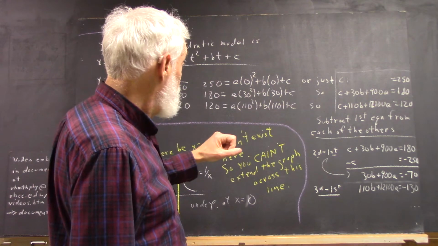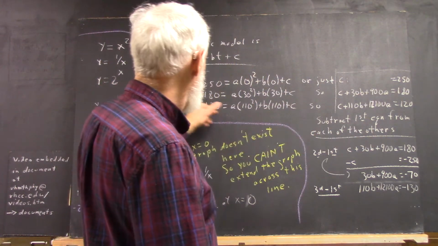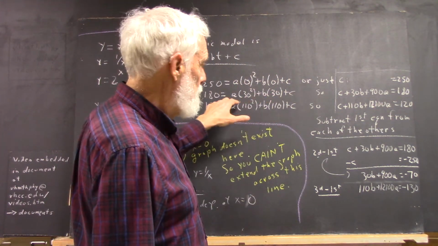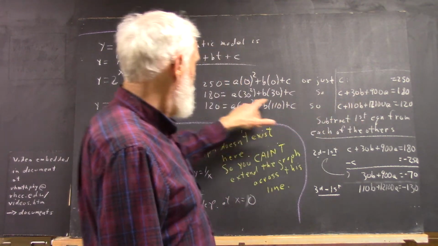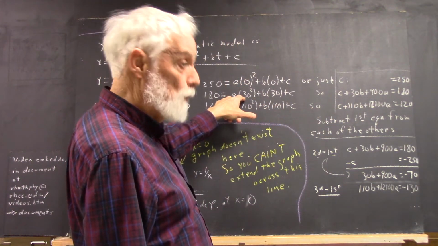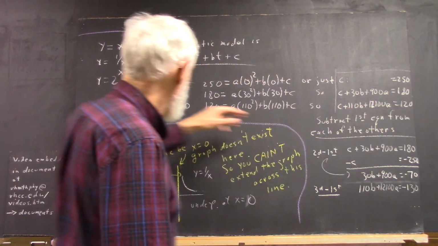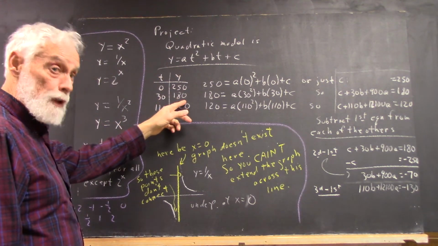So what we end up with is, putting things in the same order, here I put the 180 on the other side, and I put my c first and then my b and my a. So I've got my c, I've got my 30 times b, and I've got 30 squared times a, which is 900a. And here's the equation I get for this time and this depth.